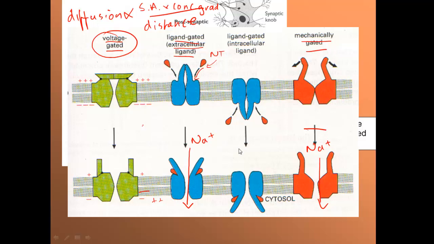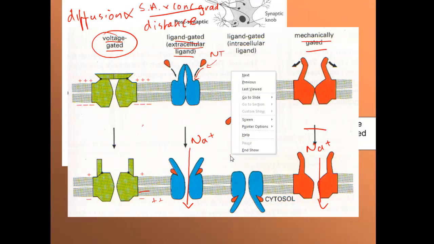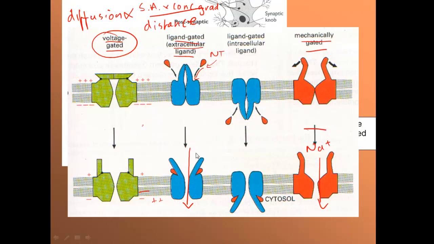More on that later. Of course, if this is a channel for K+, then K+ will diffuse out like this, and it will make the inside of the cell more negative. And as it makes it more negative, it moves the voltage further away from threshold value.